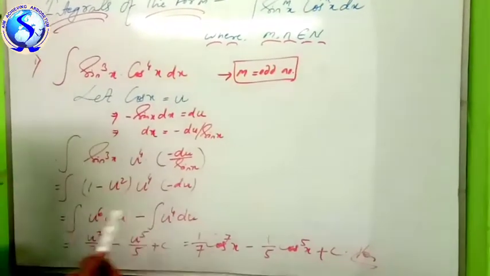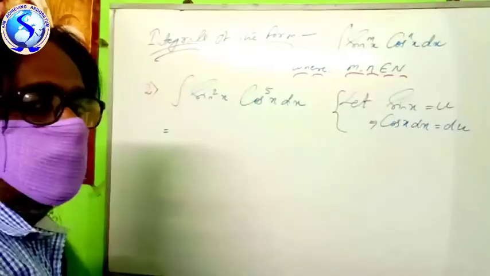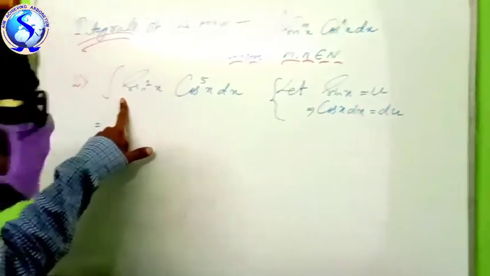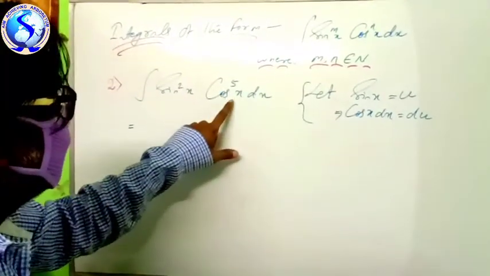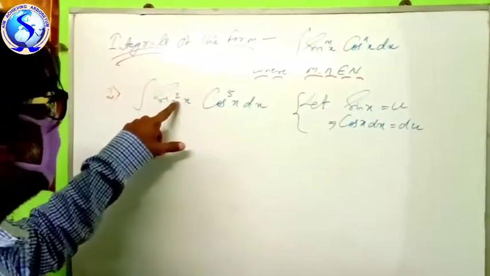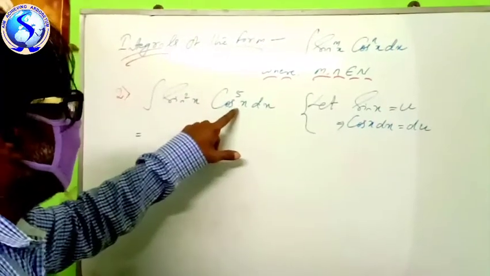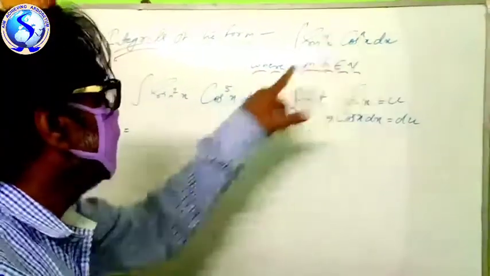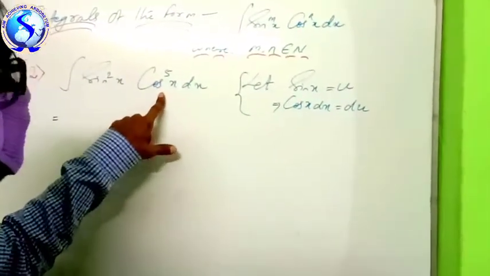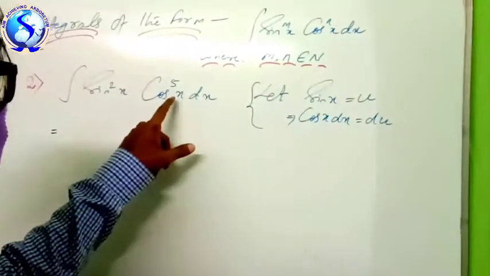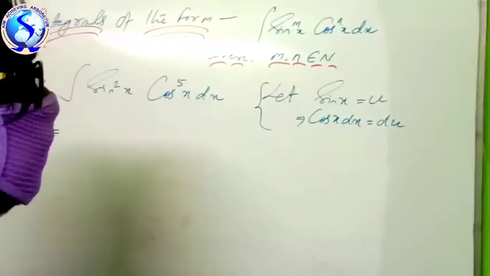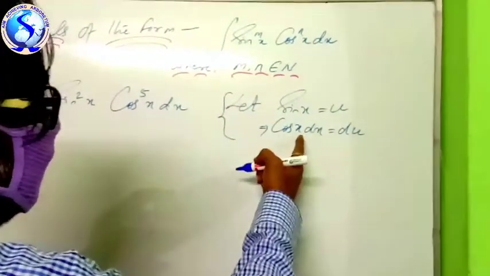Okay. Let us go to number 2. Hello students, I am taking number 2 question as integration sin square x into cos to the power 5 x dx. Here, see the format. Here m is an even positive number and the power of cos x, that is n, is an odd number. In this case, whenever the power of cos x, meaning n, is an odd number, you have to take sin x as u. This is the concept. Substituting sin x equal to u, what is the derivative? cos x dx equal to du.